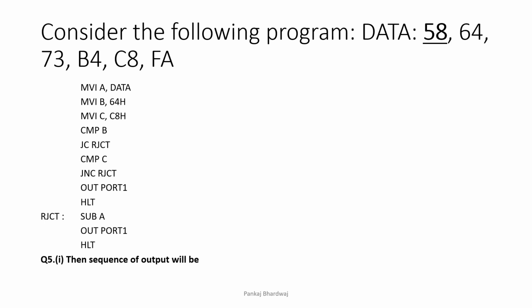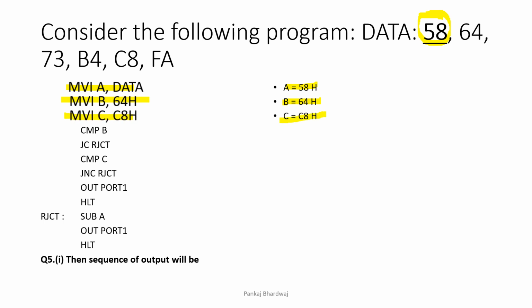So here is the first data byte. 58 is considered to be the data. So when MVI A comma data executes, it will put the data 58 into the accumulator. Now MVI B comma 64, that means immediately 64 data gets into the B register, that is B will become 64. Now MVI C comma C8, that means C8 is moved into C register.